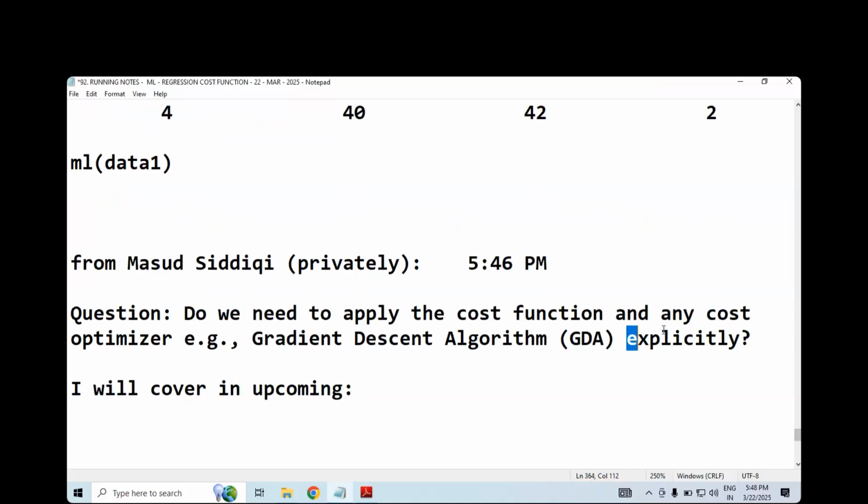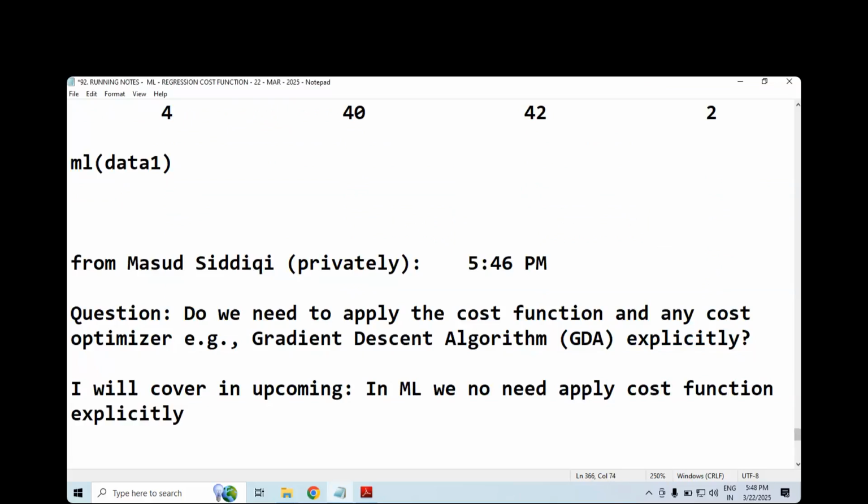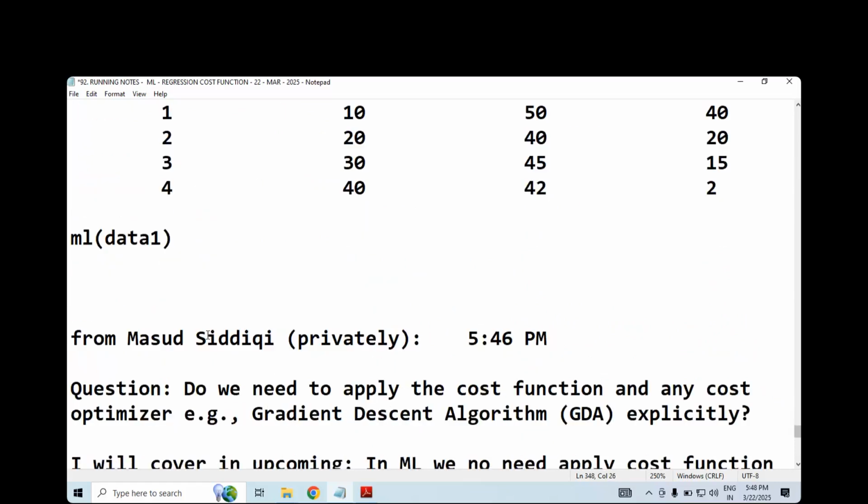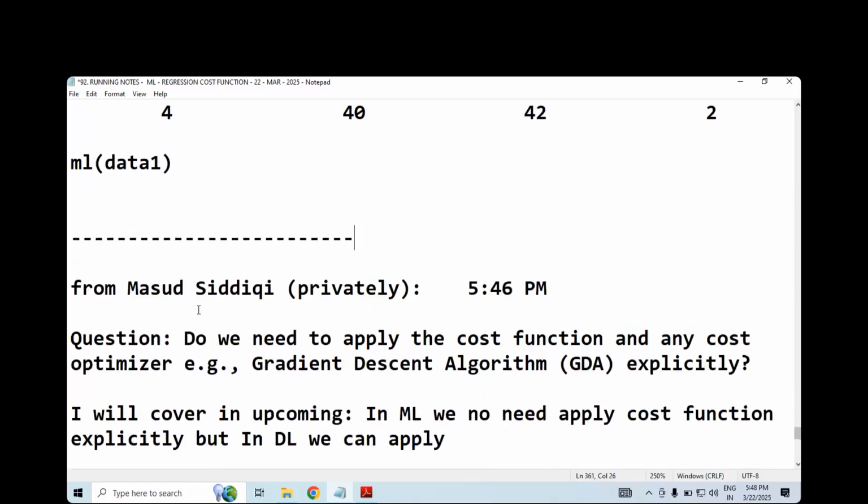Explicitly, we no need to apply the cost function in machine learning. In ML, we no need to apply it explicitly. But in DL, deep learning, we can apply it. I will show you what that is, and you will get a clear picture. Make a note on this. You will get an idea.